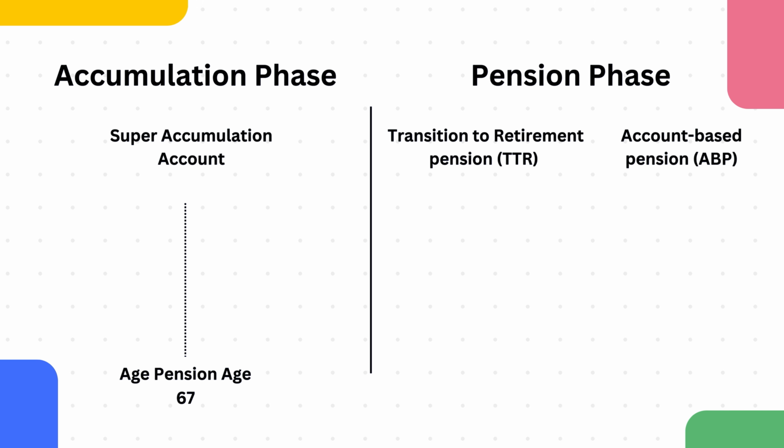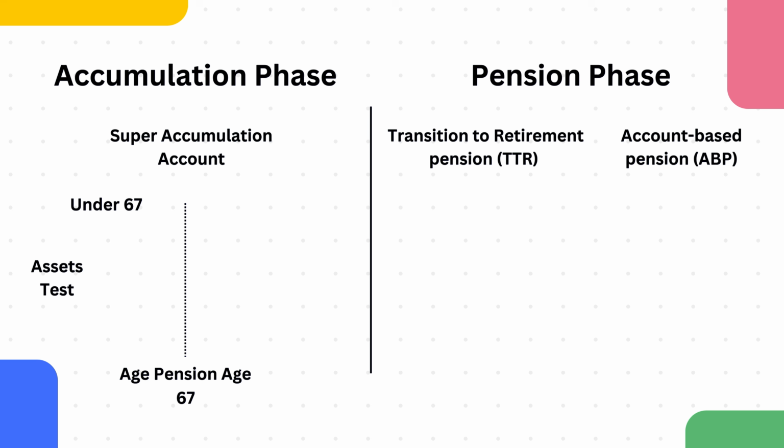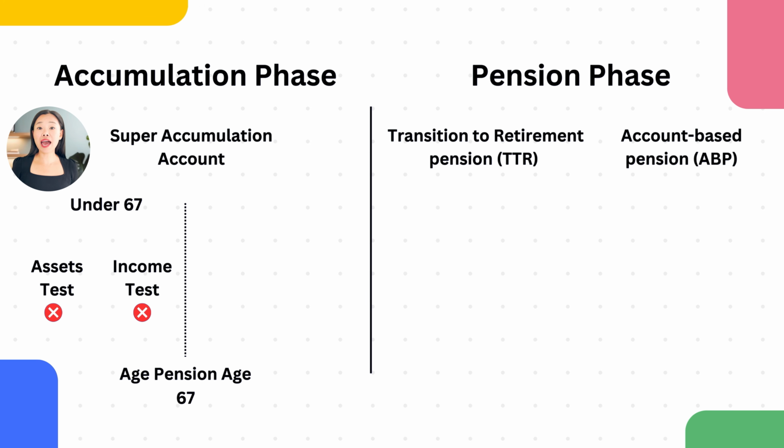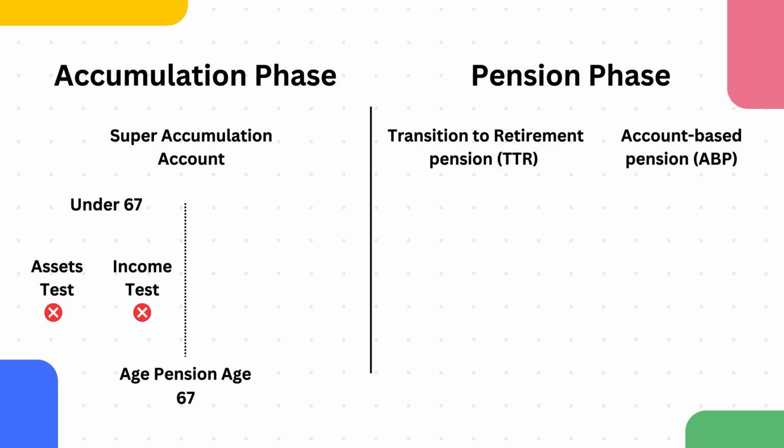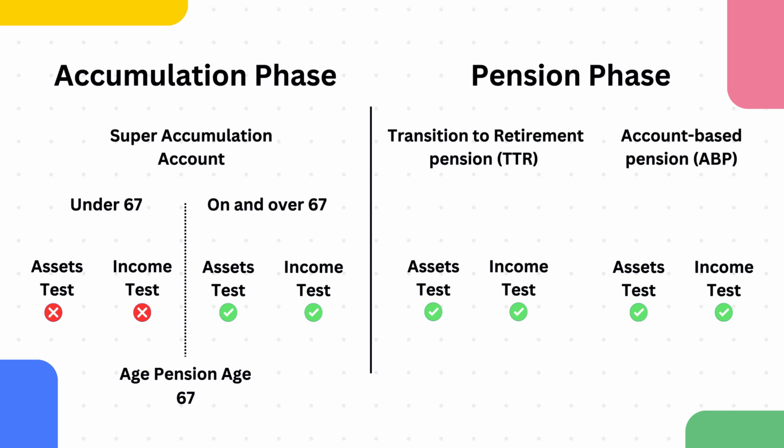For a super accumulation account, if the account holder is under age pension age, Centrelink treats it as if it doesn't exist. This means it won't count towards either the assets test or the income test. So, a super accumulation account held by someone who is under 67 is a perfectly legitimate place to hide money from Centrelink to boost your Centrelink benefit. However, once the account holder turns 67, Centrelink will start assessing the accumulation account for both the assets test and the income test. For a TTR pension and account-based pension, regardless of the account holder's age, Centrelink will assess them under both the assets test and the income test.